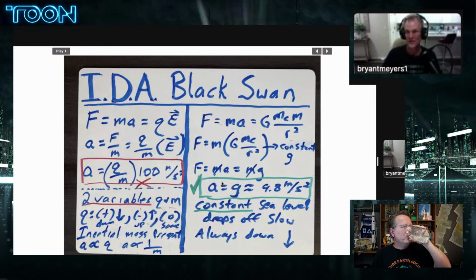Okay, now here's the black swan. With electrostatics, we do the same thing, okay? We set F equals ma equals QE. And for those that maybe don't know, QE, the electric force, is basically just KQ over R squared. So it's basically the force per unit charge, just so simply. K is a constant, Q is a charge.